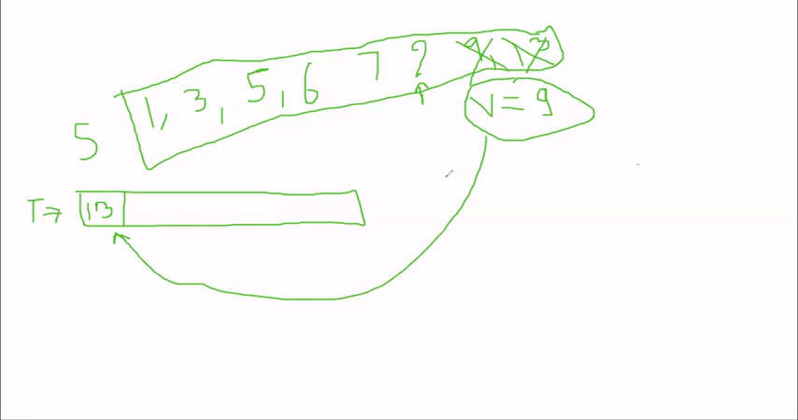Let's say these two elements are not there, so I'll remove all these. I'll pop 13 from the temporary stack because 13 is greater than 9. So I'll push 13 here again.